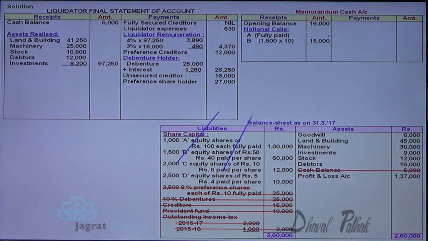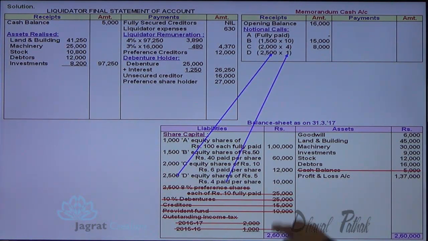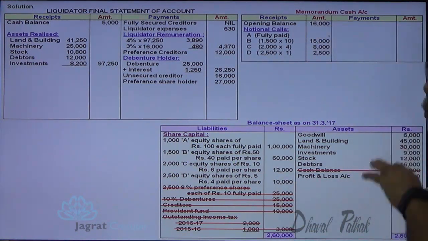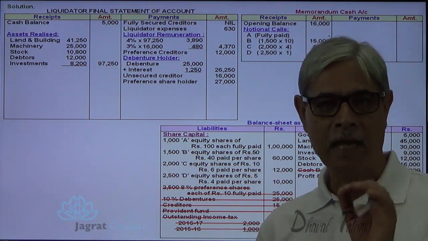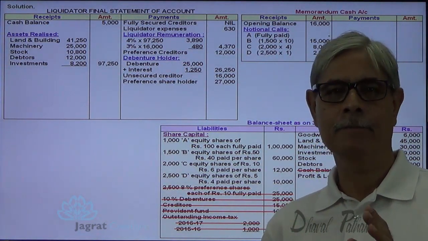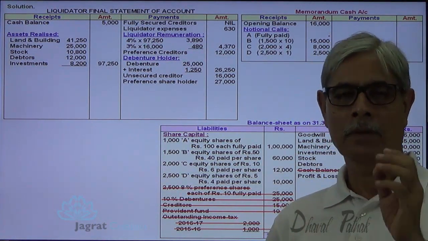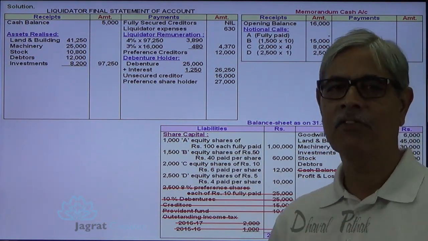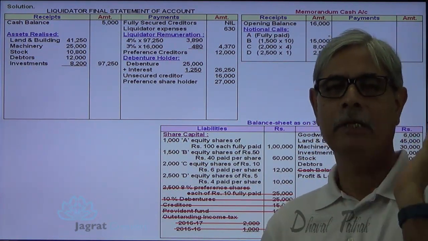From C, 2,000 shares, 4 rupees are demanded. From D, 5 rupee shares, 4 is paid, 1 rupee is demanded. So this is how, if I demand last call on all the shares, then all these shares will be 100% fully paid up.